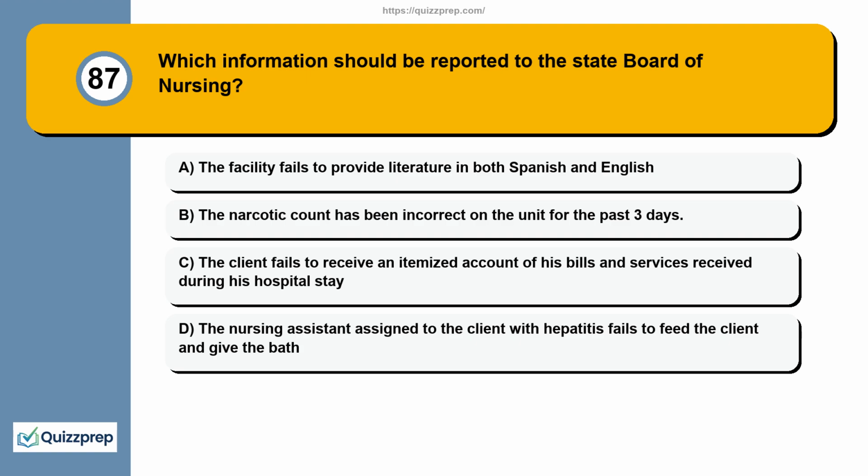Question 87. Which information should be reported to the State Board of Nursing? The facility fails to provide literature in both Spanish and English. The narcotic count has been incorrect on the unit for the past 3 days. The client fails to receive an itemized account of his bills and services received during his hospital stay. The nursing assistant assigned to the client with hepatitis fails to feed the client and give the bath.